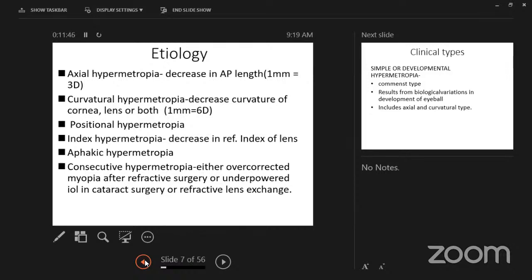And what is the radius of curvature? With the outer lens fiber, the outer curvature and the center, that is the radius. If the radius differs by 1 mm, then there is a 6 diopter difference. Any example? Curvatural hypermetropia will be myopia.